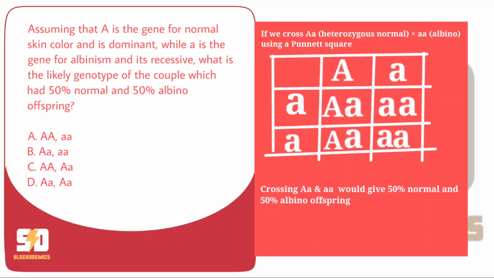That means we would have capital A and small a, that is heterozygous Aa, and homozygous small letter aa. And on pairing them, we would have capital Aa 2 times and small aa 2 times. So that means the genotype of the parents is heterozygous Aa and homozygous small letter aa. So the answer for this should be B.